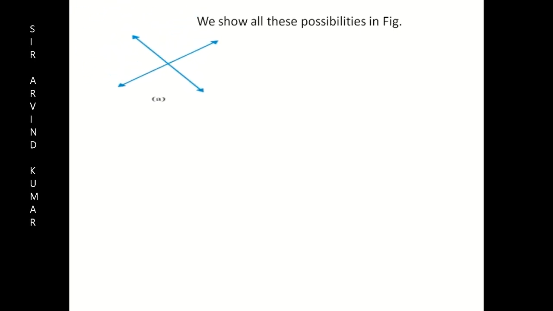First of all, just pause the video and try to recall what kind of pair of linear equations this is. Answer it, just write it down in your copy. Okay, now let me show it to you. What is it? It is figure A and these are intersecting lines.